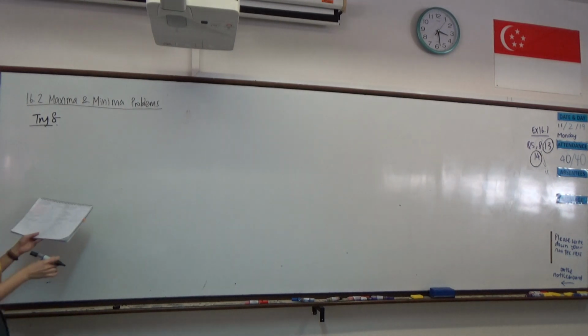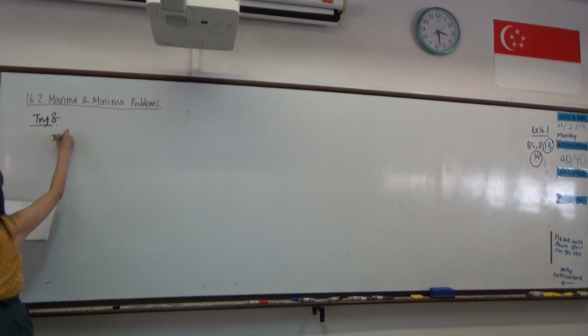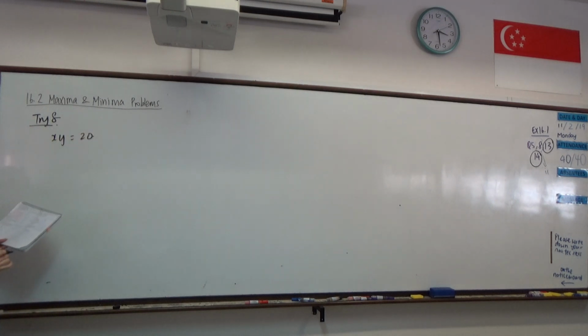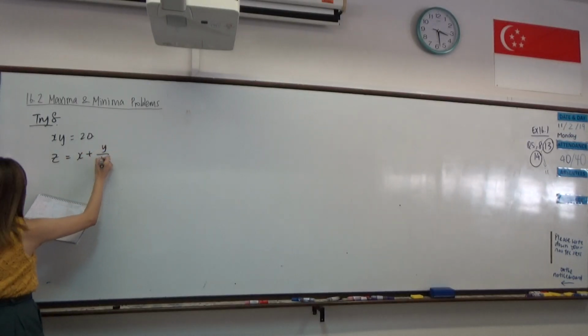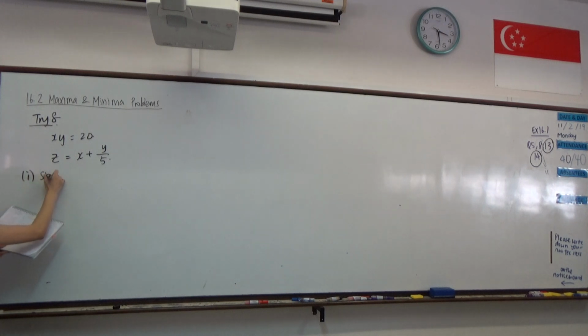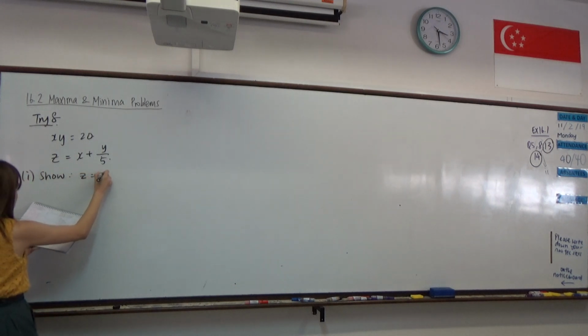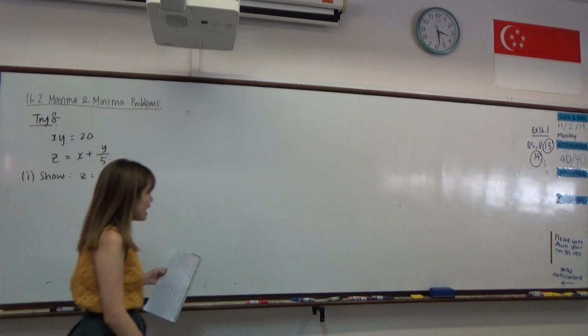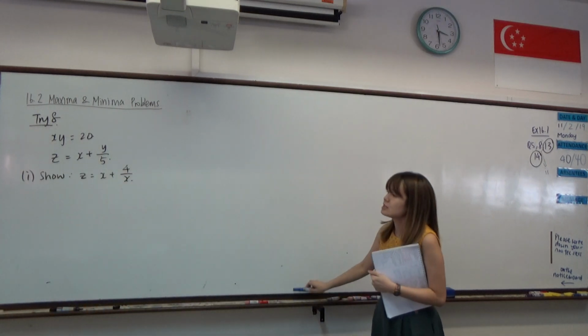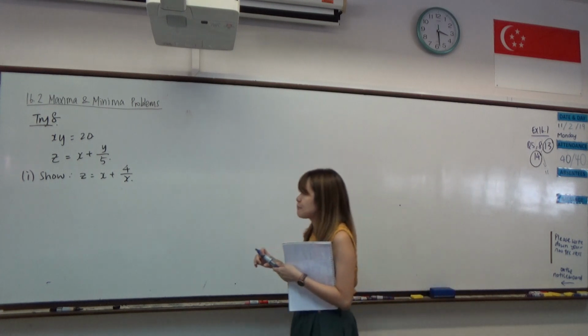Numbers x and y vary in such a way that xy is equal to 20. Okay, and then there is another number z being defined by z equals x plus y over 5. Okay, so we want to first show that... We want to first express z in terms of x.